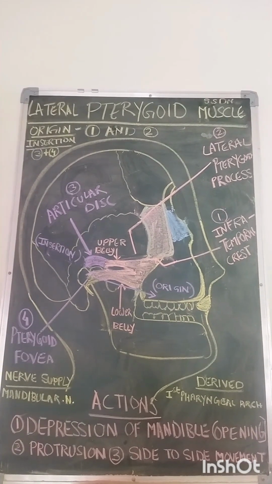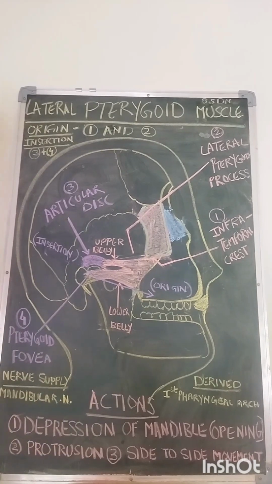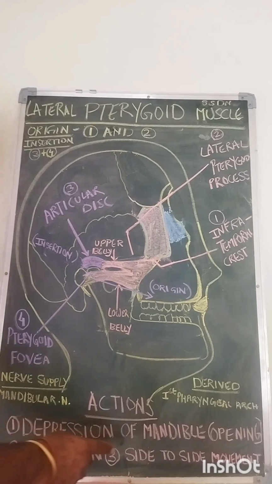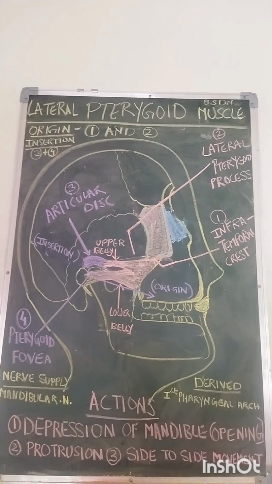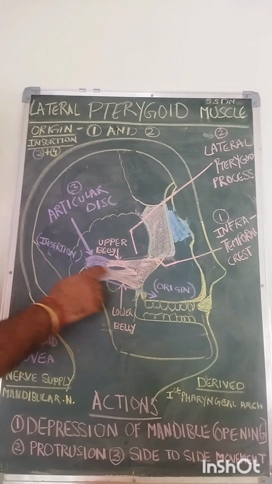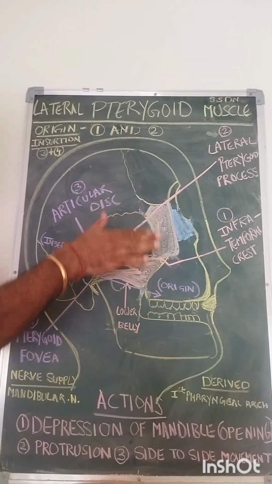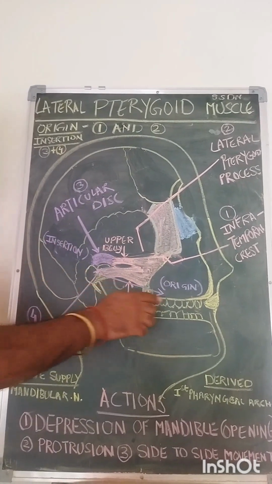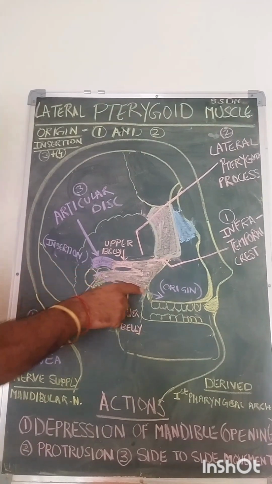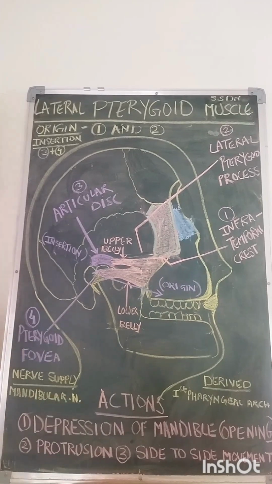Actions of lateral pterygoid. We have 3 actions. Number 1, depression of the mandible, that is opening of the mouth. Number 2, protrusion of the mandible, that is forward positioning of the mandible. And number 3 is side to side movement during grinding. We all know that origin pulls the insertion. So if you look at this diagram, you understand that origin is at the lower level than insertion. So the first action will be opening of the mouth, that is depression of the mandible, and second action will be the protrusion of the mandible forward. Third action is side to side movement.